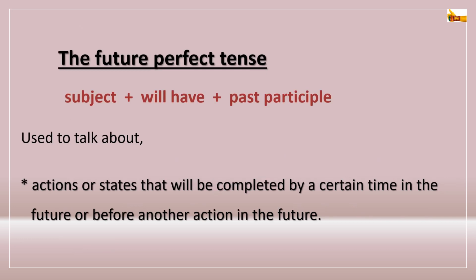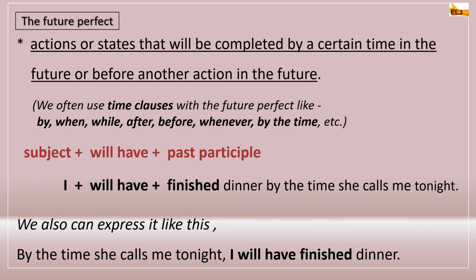The future perfect tense. The structure is subject plus will have plus past participle. We use the future perfect to talk about actions or states that will be completed by a certain time in the future or before another action in the future. We often use time clauses with the future perfect, like by, when, while, after, before, whenever, by the time, like that. Let me show you an example.